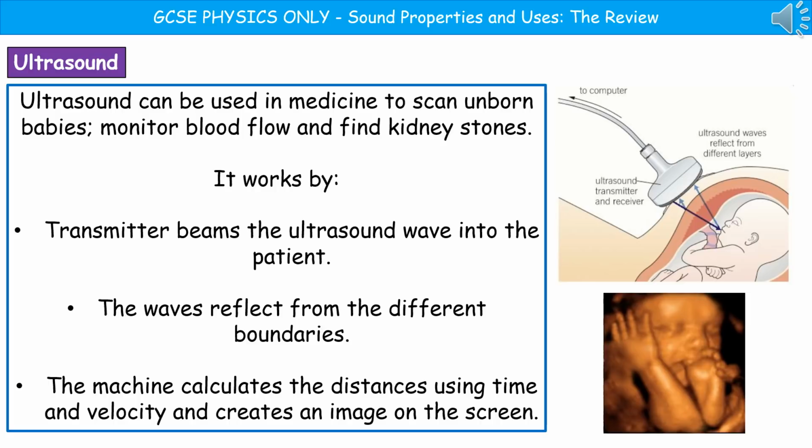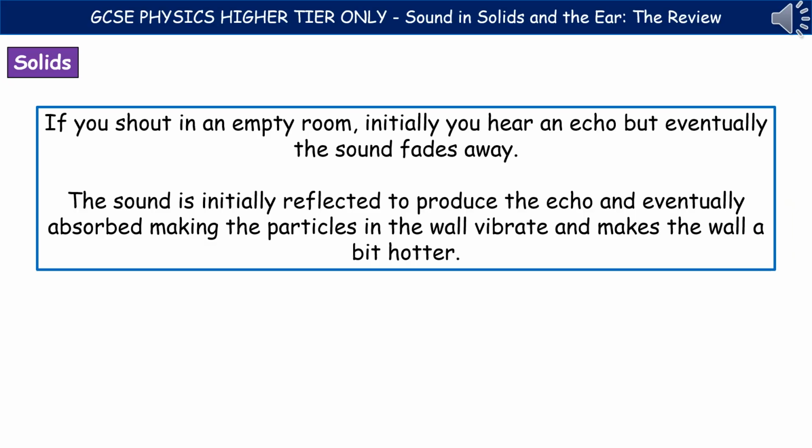As those waves then hit a boundary, such as the baby, then the waves will reflect from those different boundaries. As it's then picked up by the receiver, the computer will then calculate the distance using the time and the velocity of the ultrasound, and we then get our image on the screen of the baby.